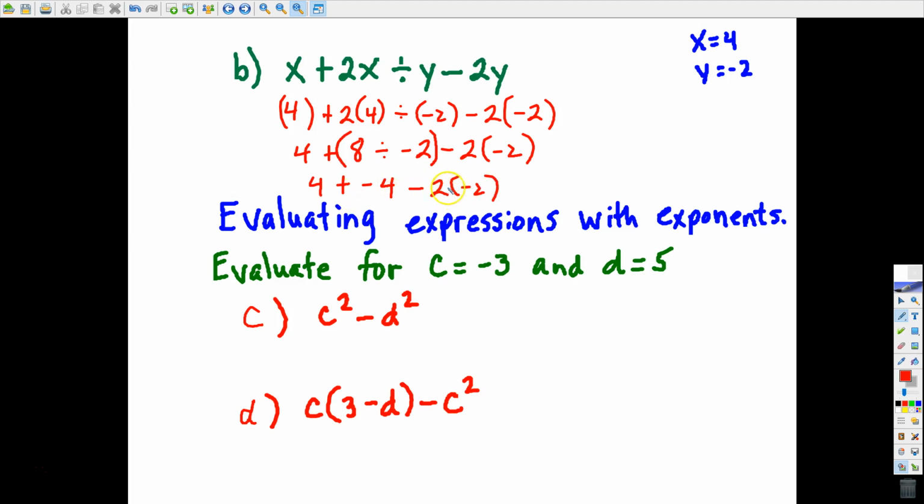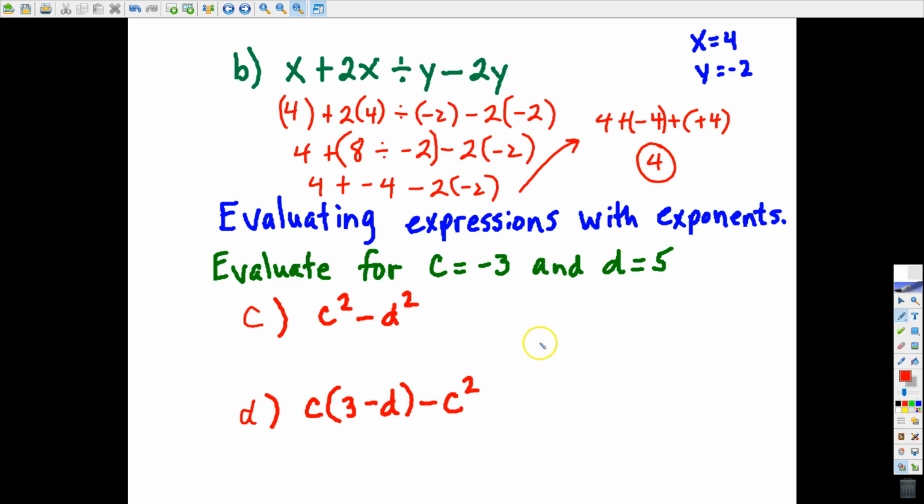And I notice I still have multiplication here at the end, and I'm going to treat this as subtracting 2 times negative 2. So I'm going to be subtracting negative 4. I'll put this in parentheses too, since I'm treating this as plus a negative, which is another way of saying subtraction. So going left to right, I do addition, subtraction. 4 plus negative 4 is 0, and 0 minus negative 4, that's another way of saying 0 plus 4, is 4.